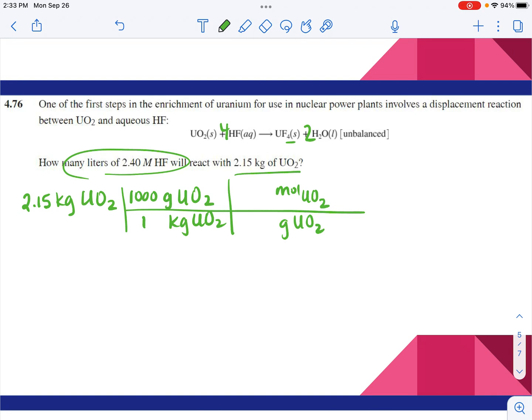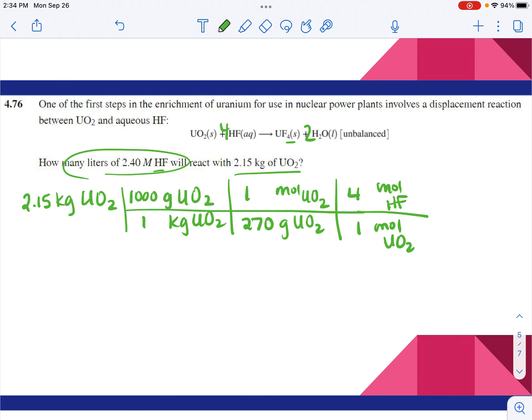And then I need to go from grams of UO2 to moles of UO2. This is also nothing new for you. I'm going to use the molar masses off the periodic table. I use 238 for uranium. So 1 mole is, sorry, wow, that was weird, 270 grams of UO2. And now comes the step that really makes it stoichiometry. I have to get from UO2 to HF. This has to be in moles, moles of UO2 to moles of HF. And from my equation, this is 4 moles of HF for every 1 mole of UO2.